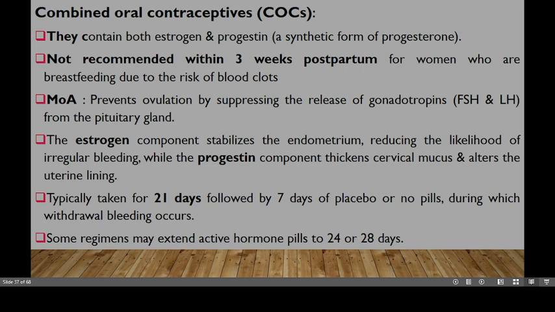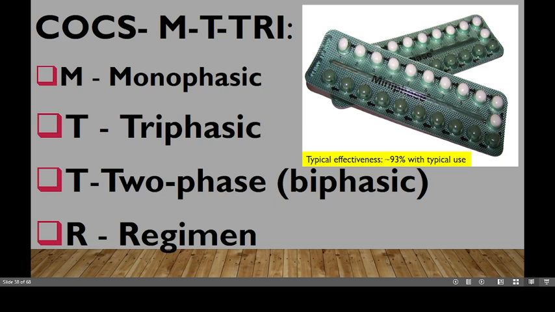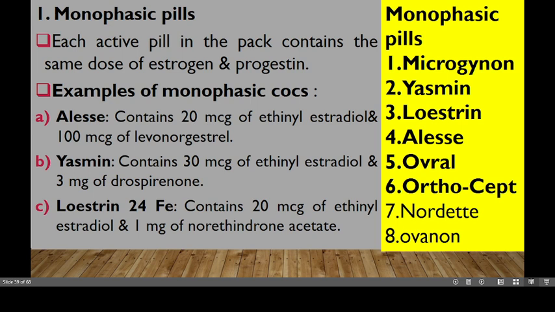Typically, COCs are normally taken for 21 days, followed by 7 days of placebo or no pills, during which withdrawal bleeding normally occurs. Some regimens may extend active hormonal pills to 24 or 28 days. So COCs, we have different types of COCs, my friends, and we use the mnemonic COC M3, where we have monophasic type, triphasic type, biphasic types, right? When used appropriately, COCs have an effectiveness of 93%.